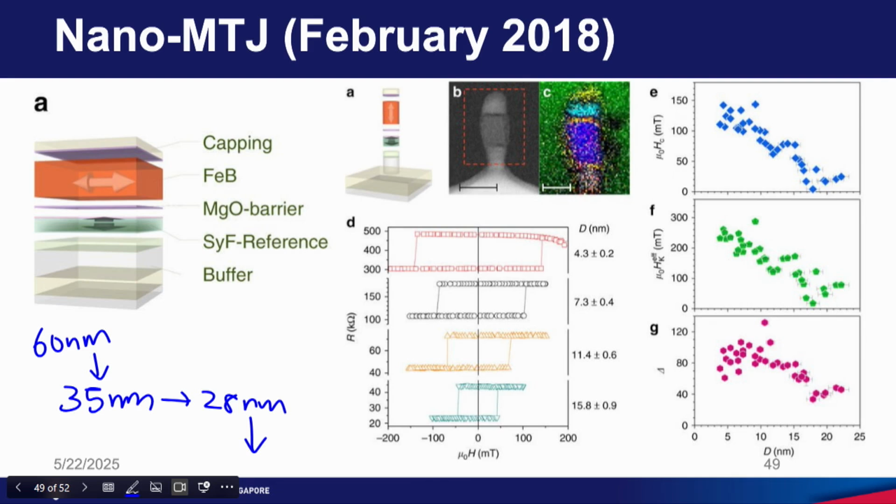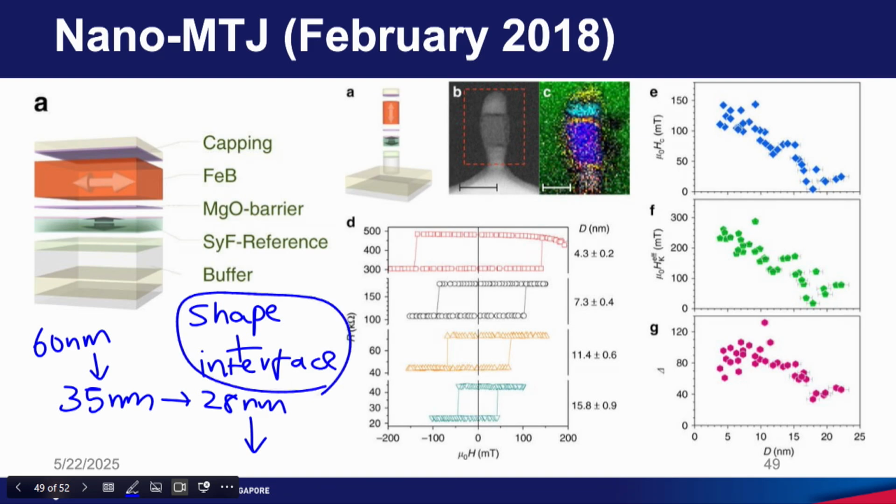Okay, so in that connection they proposed a concept called nano MTJ. This nano MTJ combines two anisotropies: one is the shape anisotropy plus the interface anisotropy. This nano MTJ makes use of both shape and interface anisotropy.